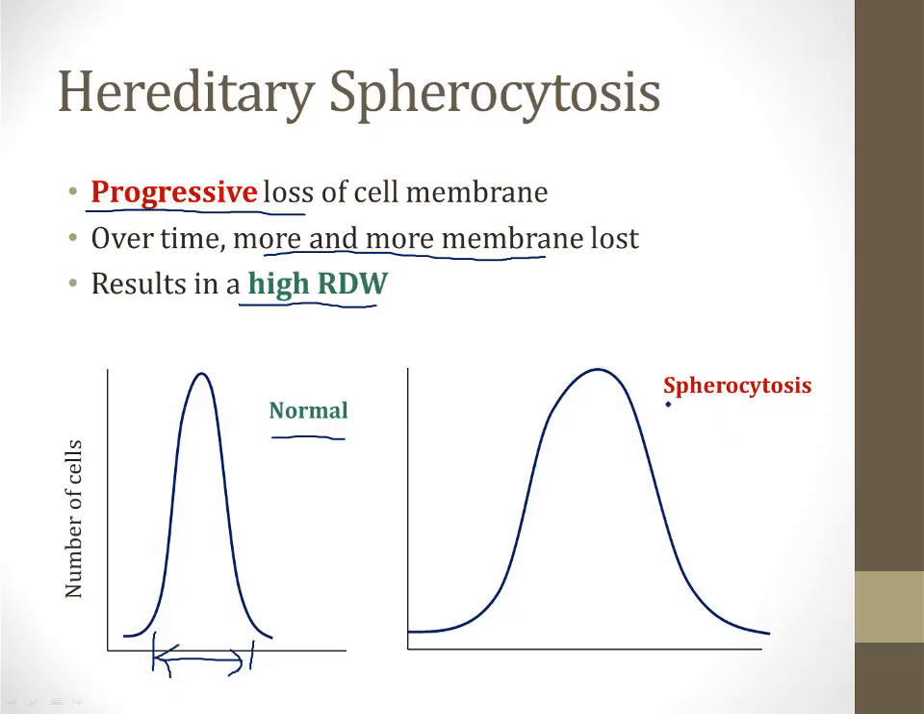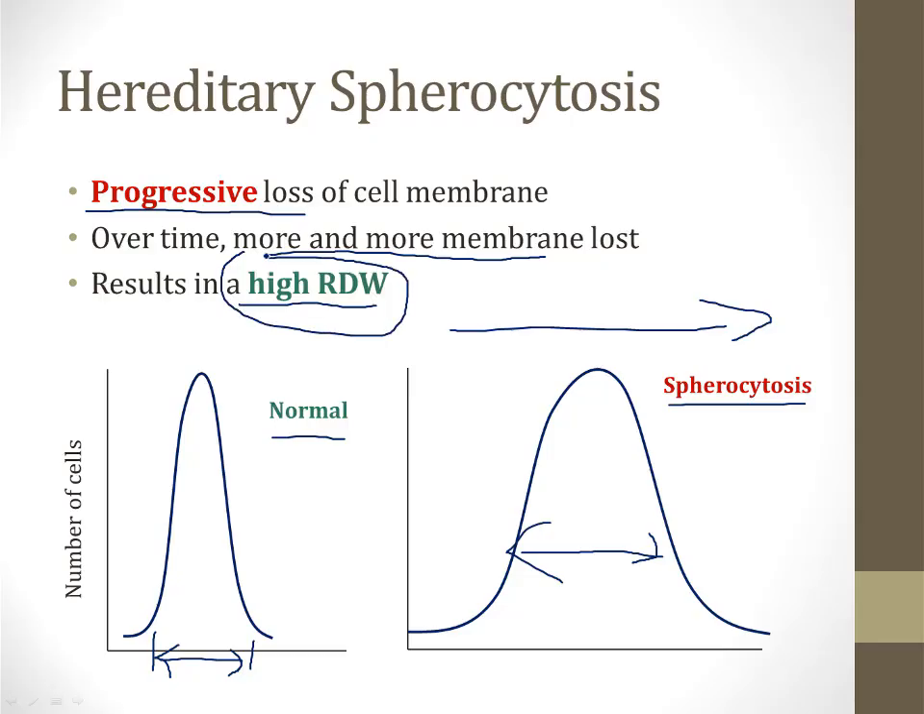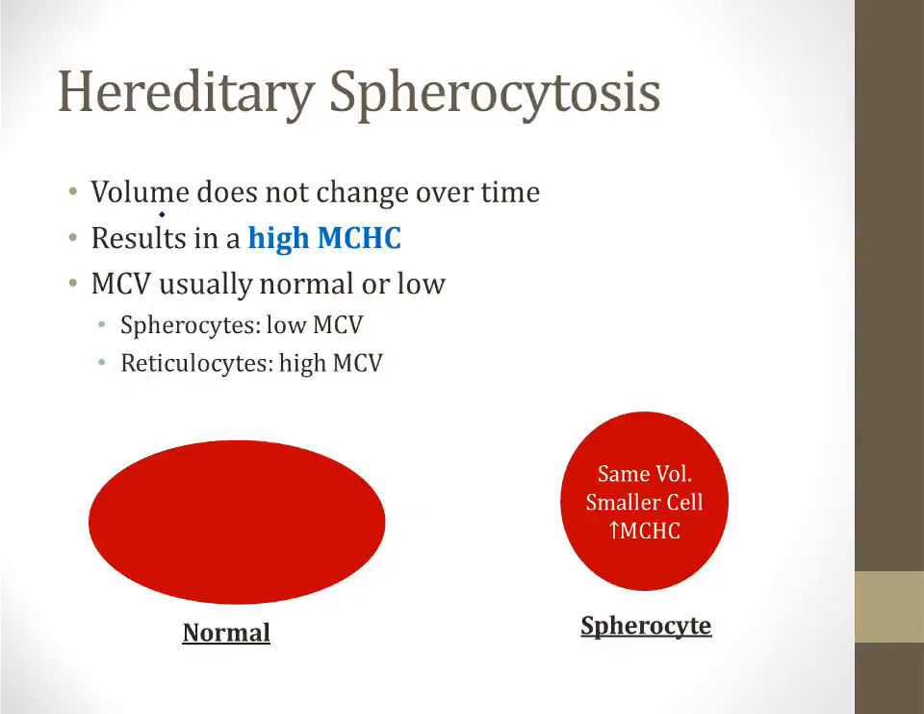On the other hand, patients with spherocytosis can have a much wider RDW. This is because those spherocytes are losing their membrane progressively over time. That results in a large spectrum of cell sizes, and if you measure the RDW for a patient who has spherocytosis, you will find that it is increased because of the progressive membrane loss. Even though there's progressive membrane loss over time, the volume of material inside the cell does not change. This means that the material inside the cell gets packed closer and closer together as membrane is lost.